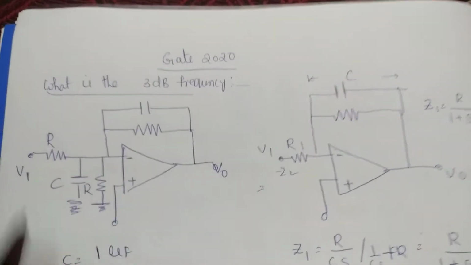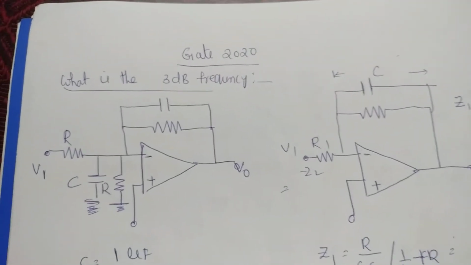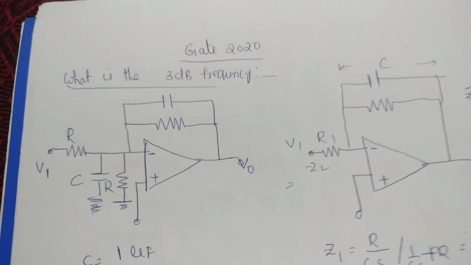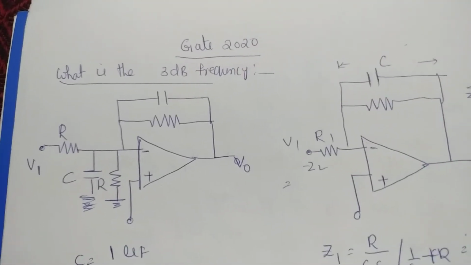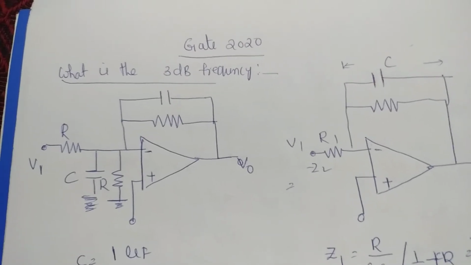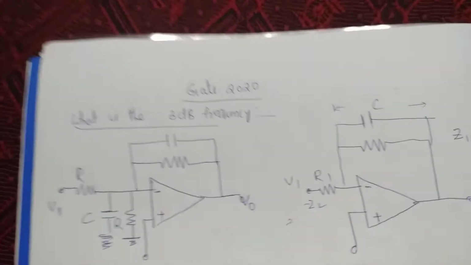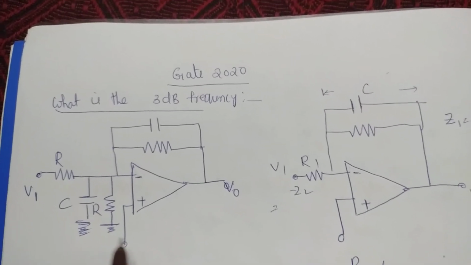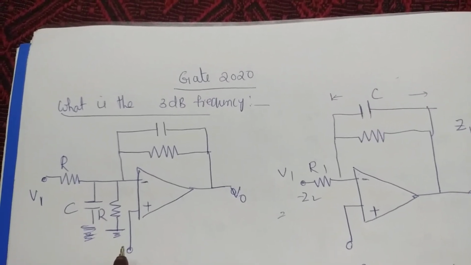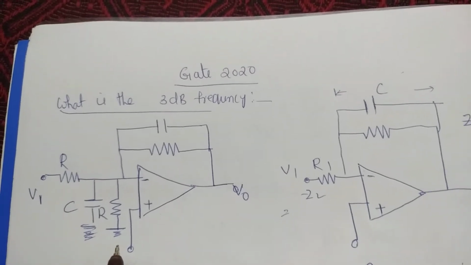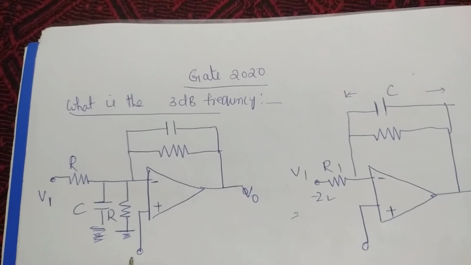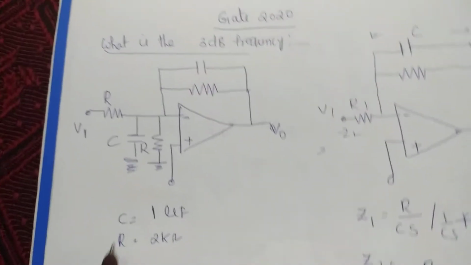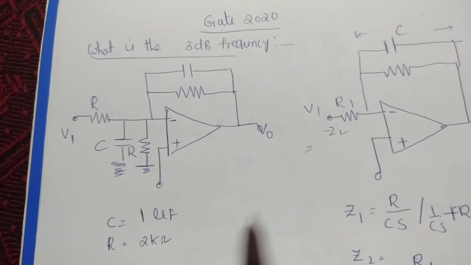If you see this circuit, some unwanted components are also added here, so don't get confused. If you apply the concepts and formulas, you can solve it very easily. Normally you can also find it directly if you know what type of filter it is. It is a low pass filter. What is the cutoff frequency of a low pass filter? The formula is Fc equal to 1 by 2 pi RC. The R value and C value are given, so you can substitute straight away.